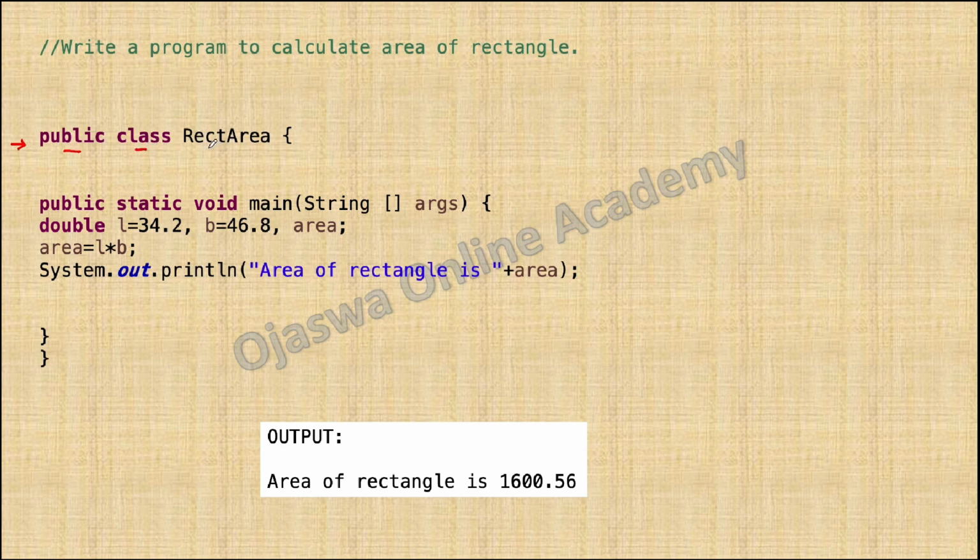Class keyword, our class name is rect area. Open the curly bracket, close the curly bracket. Define the main method. Signature for main method is public static void main. It takes string array as a parameter. Open the curly bracket, close the curly bracket.